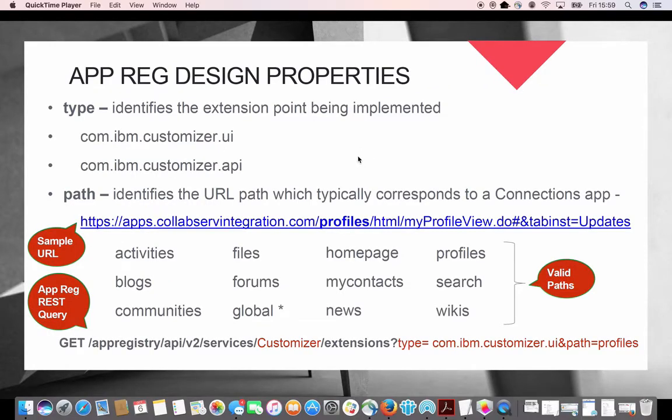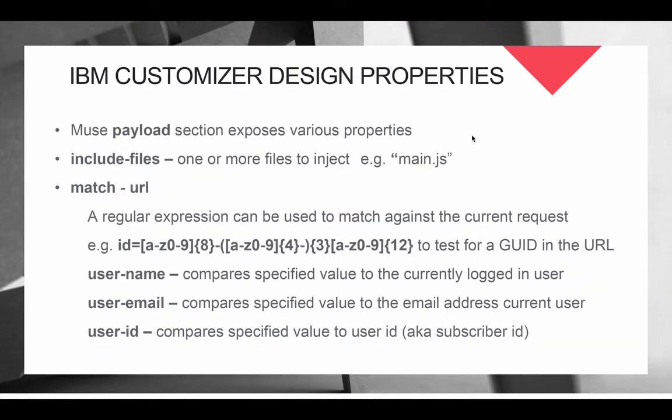So to quickly recap, from previous episodes you'd be familiar with generic app-reg design properties, things like type, which define the nature of the extension being implemented, and in our case, at least at present, they are always UI extensions, and also the generic path property, which helps customizer identify the application that is interested in customizing, be that communities, files, etc. Inside in the payload section though, you see these other properties, and they are specific to customizer itself.